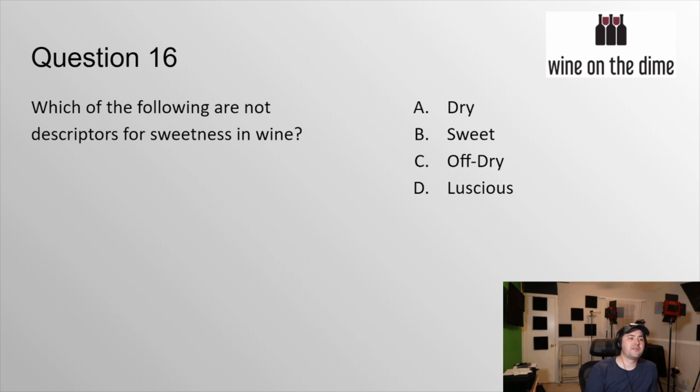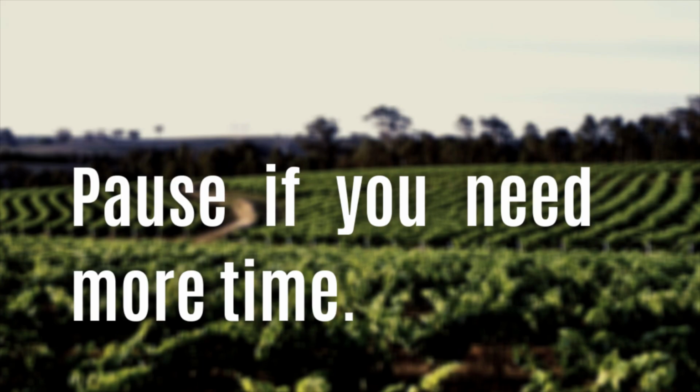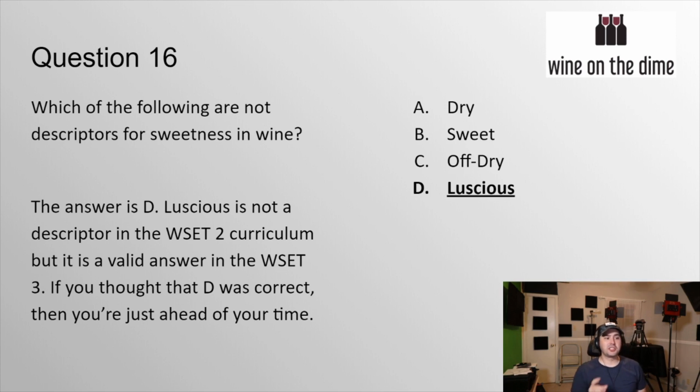Question 16. Which of the following are not descriptors for sweetness in wine? Dry, sweet, off-dry, or luscious? So the answer to this is D. Luscious is not a descriptor in the WSET Level 2, but it is a descriptor in the WSET Level 3. So this is one of those where if you knew the answer to it, but you got this question wrong, you're probably too advanced. Just saying. Or you just didn't know the answer and you go back and study this chapter. But if you thought D was correct, like I said, you're just ahead of your time, or you just didn't read the book. So keep that in mind.